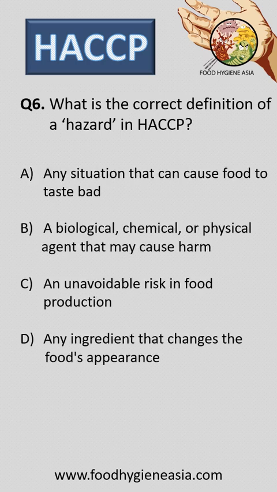A. Any situation that can cause food to taste bad. B. A biological, chemical, or physical agent that may cause harm. C. An unavoidable risk in food production. D. Any ingredient that changes the food's appearance.